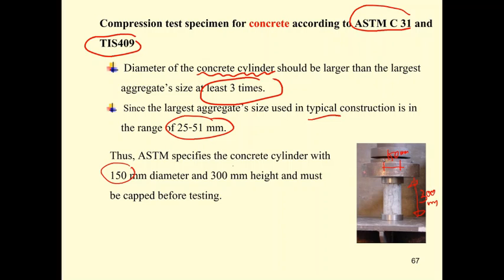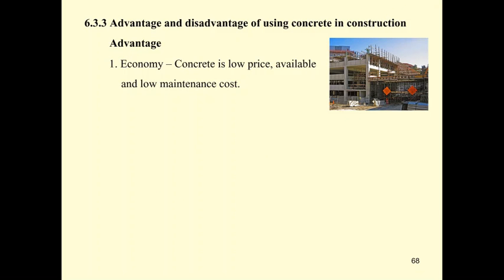Okay, and why is it 300 millimeter? Because it is going to reduce the friction between the loading head and the concrete. The effect of that friction will cause the concrete to fail early.